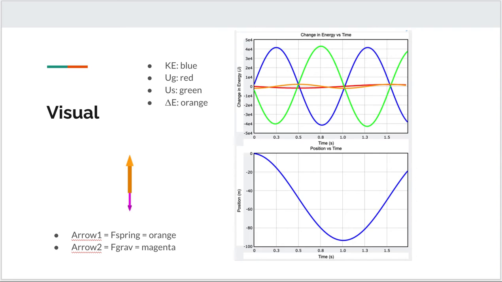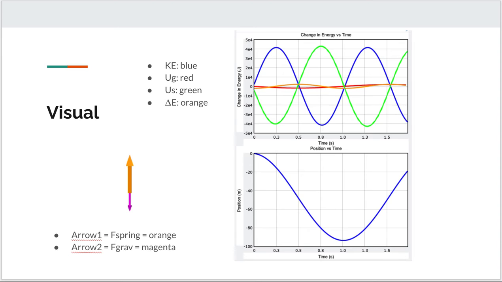After all this, the following visuals appear. On the left side of the screen, the orange arrow is my arrow for F spring, and the magenta arrow is my arrow for F grav. As you can see, the magnitude for F spring is much greater than that for F grav, and that is going to match up with our mathematical calculations, which we will look at later.